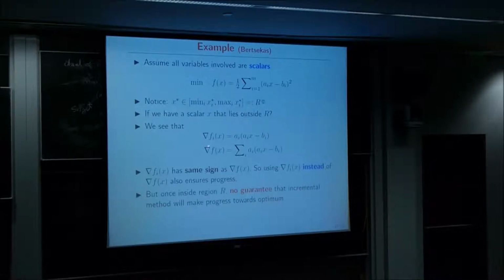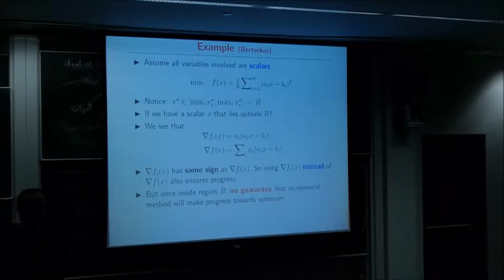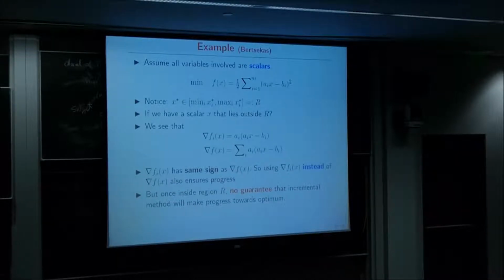And once you're inside the region R, there is no guarantee at all. Once it is inside this interval, and in higher dimension a box or ellipsoid, whatever you please, the same idea will hold. Inside that, the incremental method might even have a dynamics of chaos or whatever, right? But outside that, it seems to be useful. And this is what is exploited again and again. This is a very nice example, so you should definitely try to remember it.